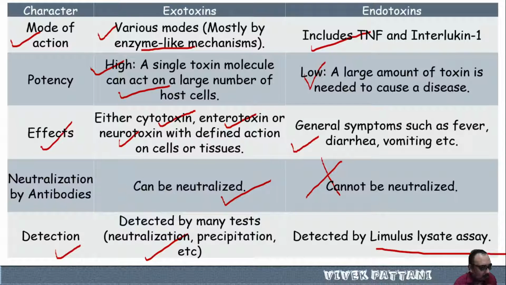Through which we can detect the endotoxin. Basically limulus amoebocyte lysate is used. It is an aqueous extract of the blood cells from the limulus crab, which reacts with the endotoxin polysaccharide, which is basically a component of the membrane of gram negative bacteria. So now moving forward with the lecture.